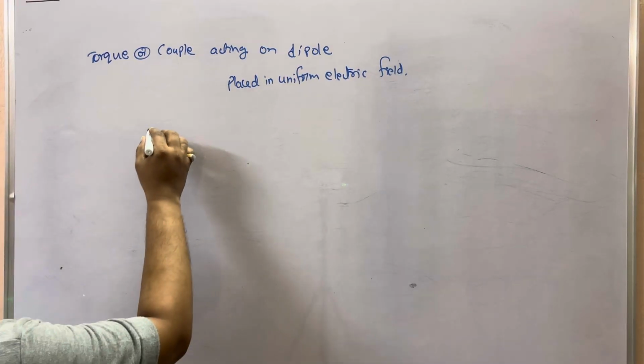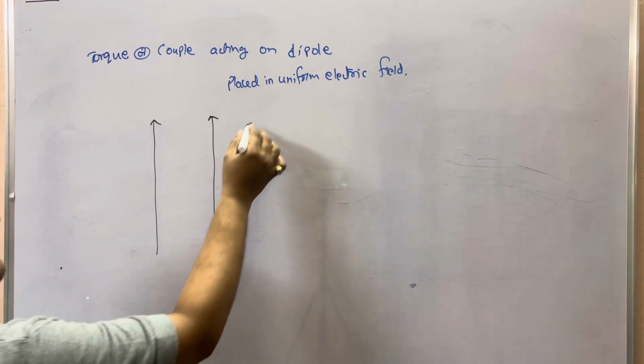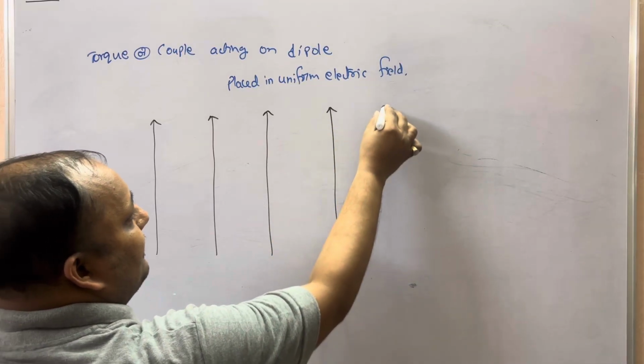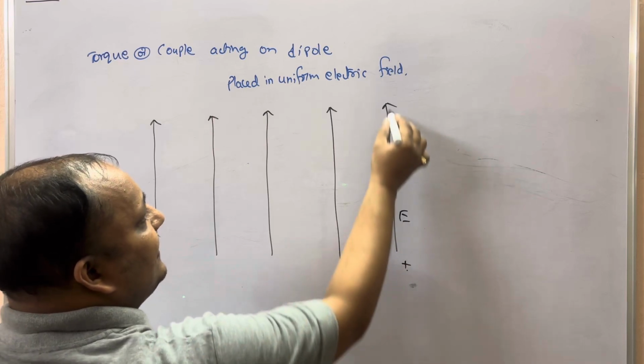So what does uniform electric field mean? Already we gave this definition. At each and every point its magnitude and direction is going to be the same. So this is the direction of the electric field. Now in which direction is the electric field?